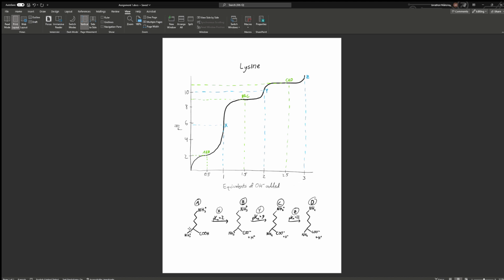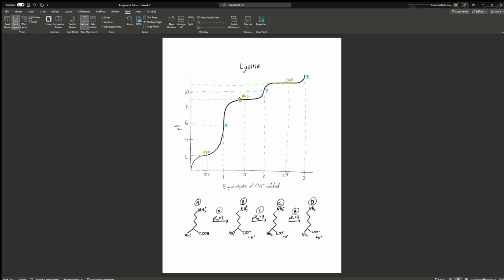And now that we have all of that, we can move on to the curve itself. Here we have A and B at a pKa of 2 at the inflection point here. And then here at X, we have the equivalence point here when we have about 1 equivalent of OH, hydroxide, added.